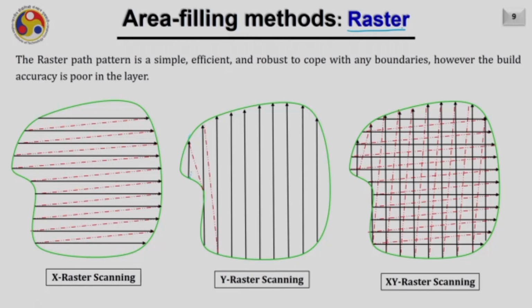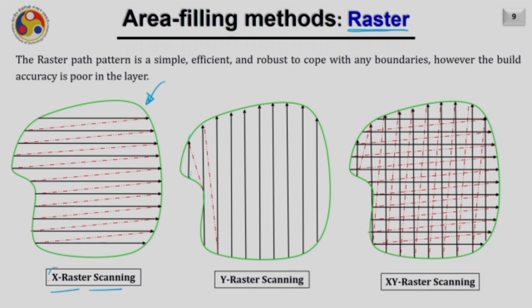Now let us see the different area filling toolpaths. The first one and the most efficient one is the raster. The raster path pattern is simple, efficient and robust enough to cope with any boundary. However, the build accuracy is quite poor in the layer. As you can see in this diagram, here you are seeing X raster scanning paths.